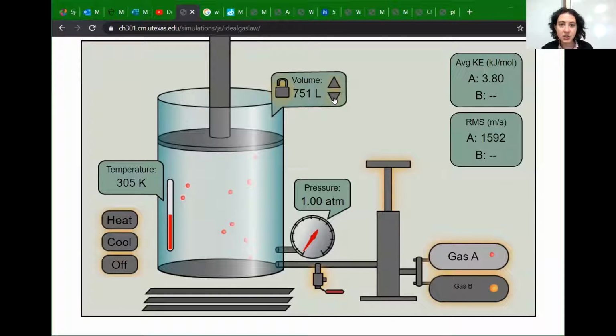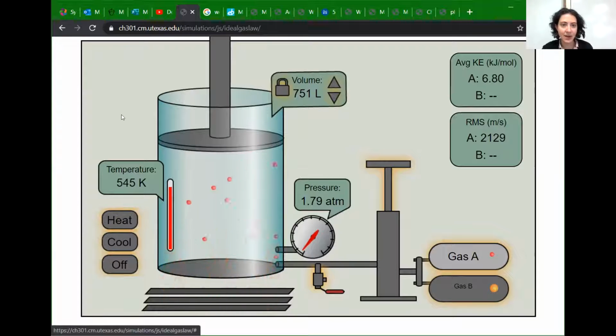Okay, so the first thing we're going to do is lock the volume so that it does not move. And we're not going to add any gas A or B. We're just going to leave that alone. So the only thing we're going to change is the temperature. Before we do anything, I'm taking a look at these molecules. I'm seeing how they're bouncing around. It seems kind of random, but they're all moving. I note that the pressure is at 1 atmosphere. The average kinetic energy is about 3.8, and our RMS, or the speed of the molecules, is 1,592. So let's see what happens when we heat this up past 305.